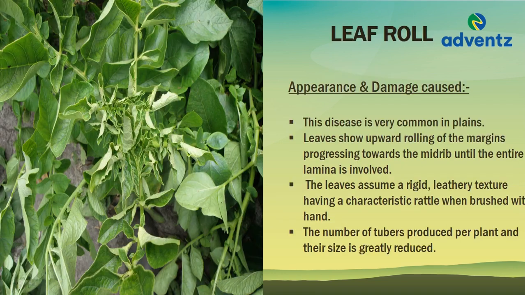The last disease that we study is called leaf roll disease. What is the appearance of leaf roll and what is the damage caused by leaf roll? Leaves show upward rolling on the margins towards midribs until the entire lamina is involved. The leaves assume a rigid, leathery texture having a characteristic rattle when brushed with hand. The number of tubers per plant and their size is greatly reduced.